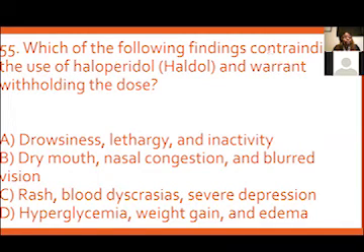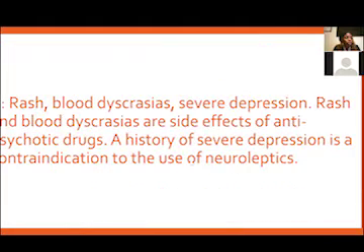It says, what finding would be a contraindication to use this medication? So I would look for the worst thing. What can harm the person more than anything else? So the answer is C. So rash, blood dyscrasia, and severe depression. Rash and blood dyscrasia are the side effects of antipsychotic drugs. The history of depression is a contraindication to use a neuroleptic drug.